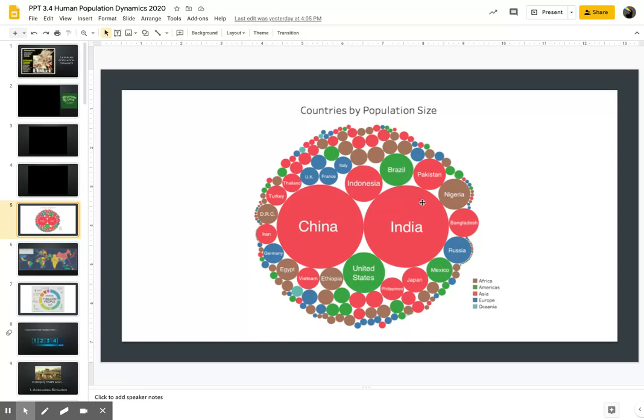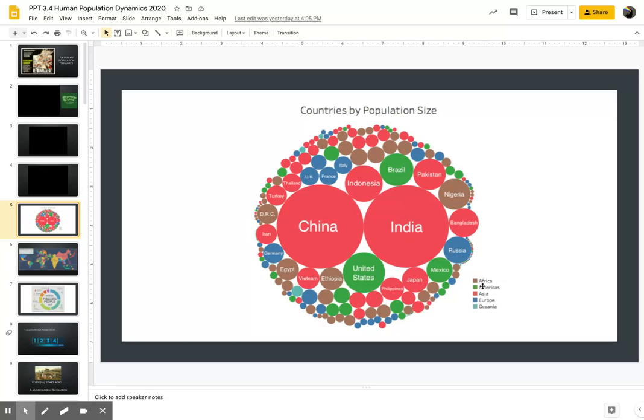Okay, here we have countries by population size. The bigger the circle, the more populous the country. The three most populated countries on Earth right now are China, India, and the United States. Indonesia's getting close, but China, India, and US are number 1, 2, and 3, respectively.